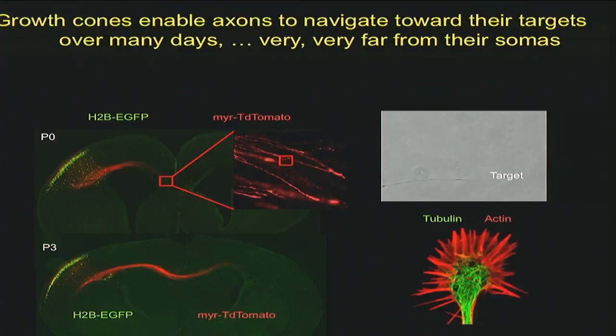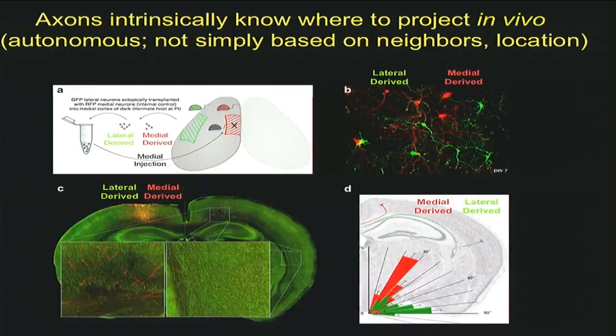And we know that growth cones extend from these projection neurons for days and days and days, 10 to the 3, 10 to the 4, 10 to the 5 cell body diameters away, where retrograde axonal transport would take 8 to 15 hours to even signal to the nucleus.